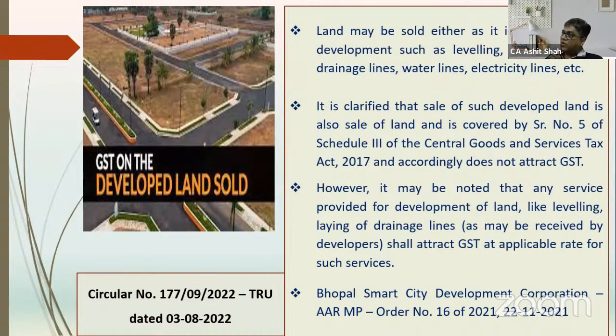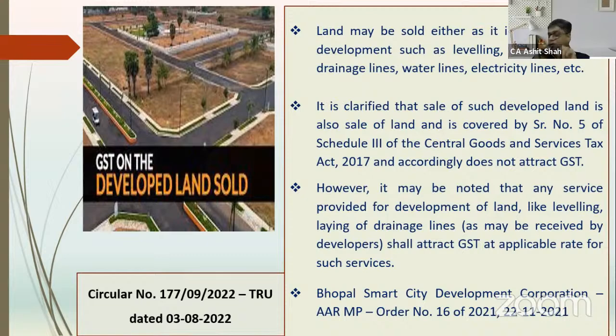So, can such a selling of developed plot or land be said to attract GST or not? Because pure sale of land is considered neither goods nor services, and accordingly no tax was levied. It has been clarified that such developed land is also a sale of land and is covered under serial number 5 of Schedule 3 of the Central Goods and Services Tax Act, and accordingly does not attract GST. This is a very good clarification, because a lot of ARs were divided among themselves on whether the activity would be considered a service or not.